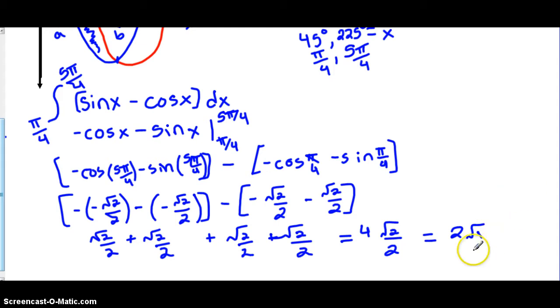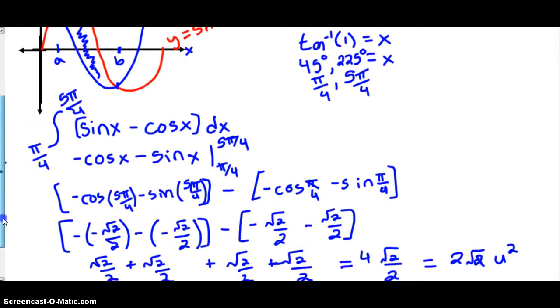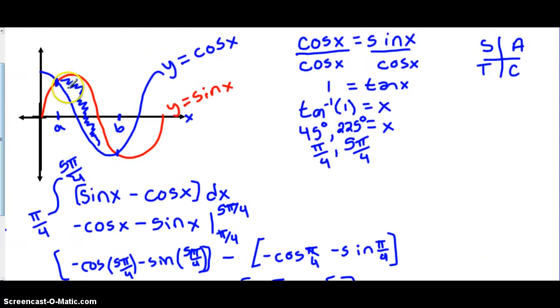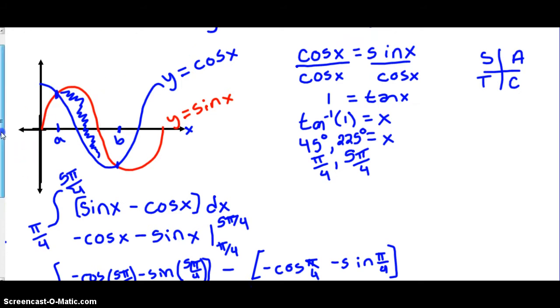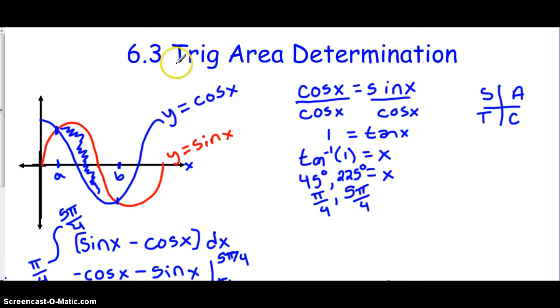And we're talking about units. There we go. Units squared, because we're talking about area, but we were not given specific units, like whether this was centimeters or meters or what our graph was actually measuring. So 2 root 2 units squared, and again, that was this area between the red and the blue, which was between cosine and sine, between the first and third quadrants. All right, where that enclosed area was. So this is just one example of how we can find enclosed area using trig functions.